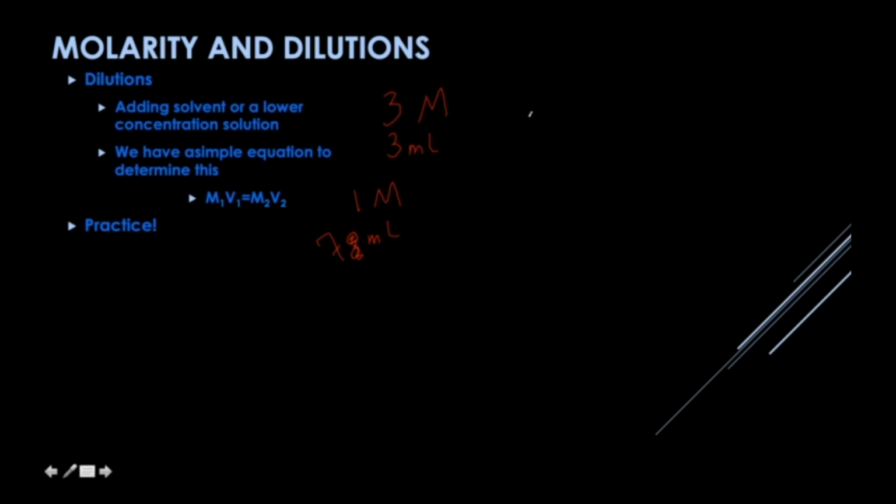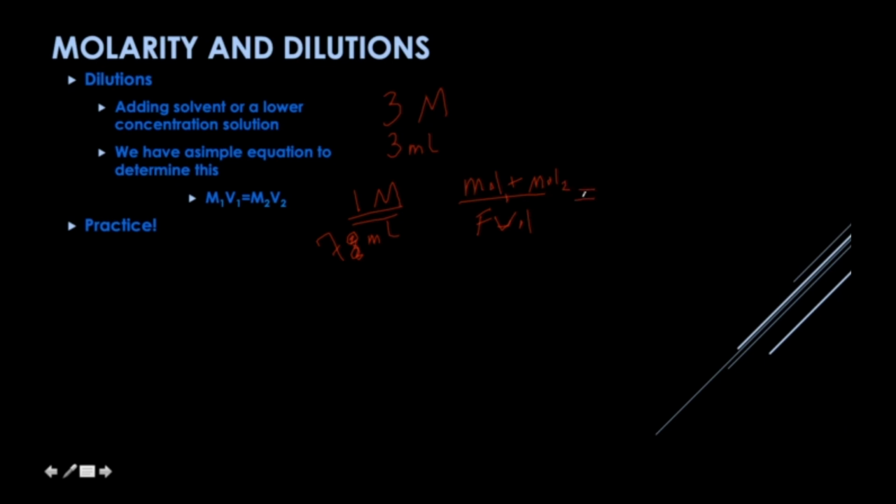So we can't use M1V1 equals M2V2 because we have a concentration in whatever we're using to dilute with. So instead we have the final volume, and we have an amount of moles that we can describe. So we have the moles from the first one plus the moles of the second, all over the final volume.